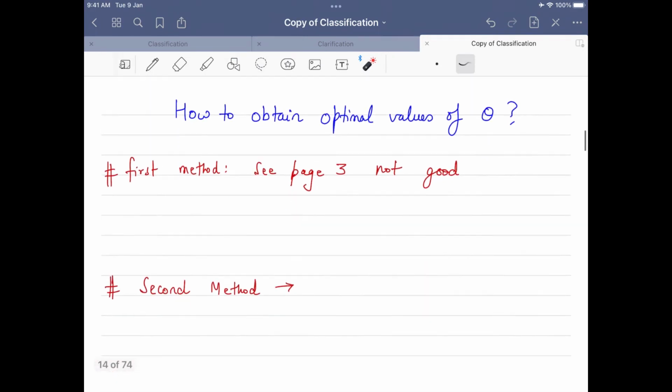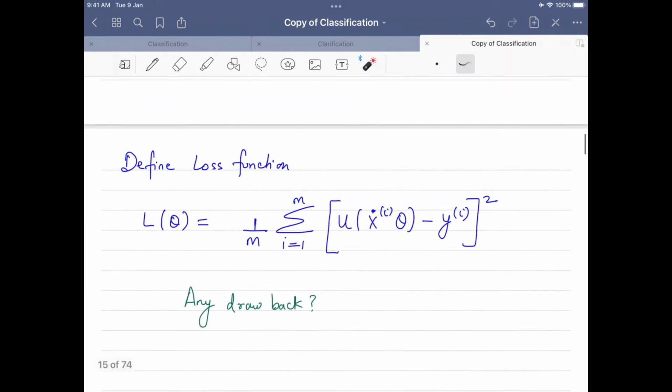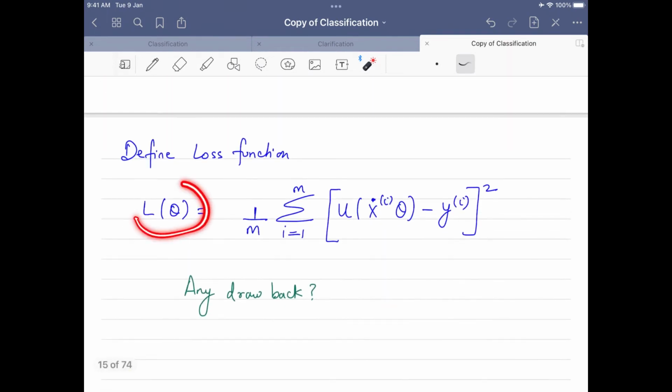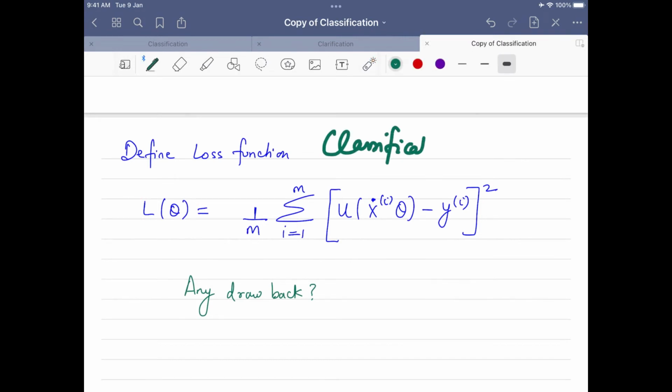So the method which we discussed earlier on page 3 is not a good method, because of the outlier issue. The second method will be discussed next. This is the loss function that we will have for the classification setting. This loss function is specifically, particularly used for the classification setting.